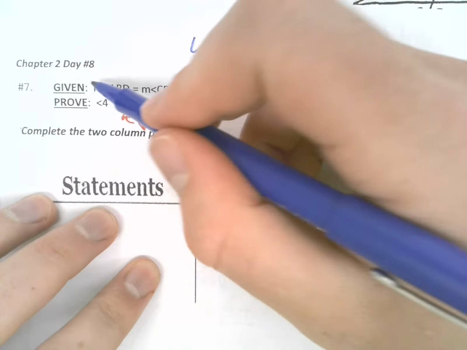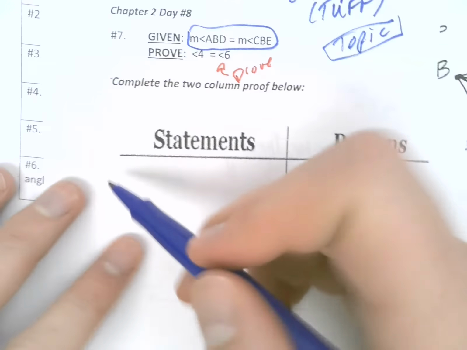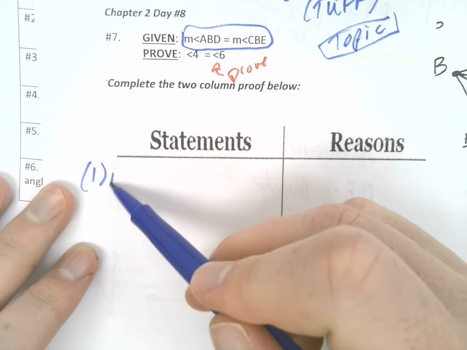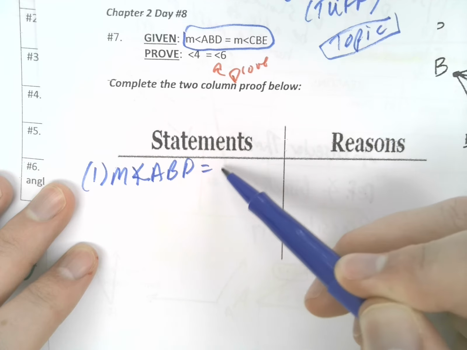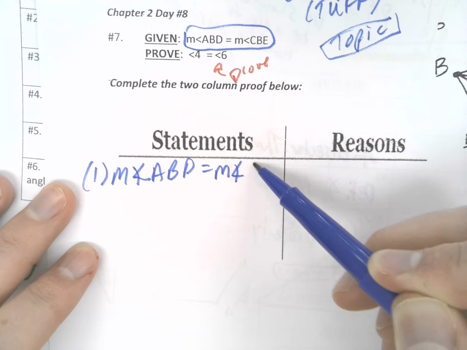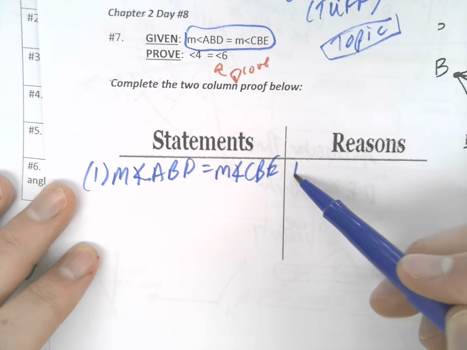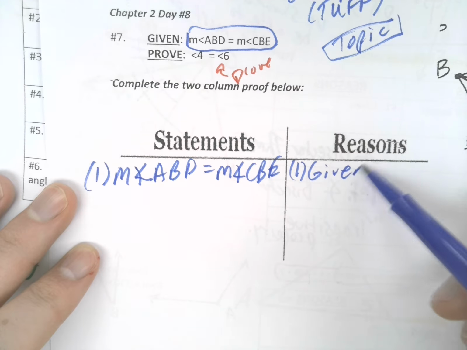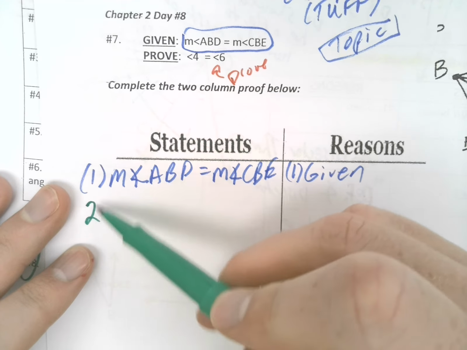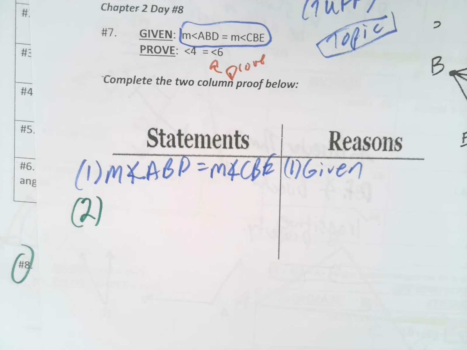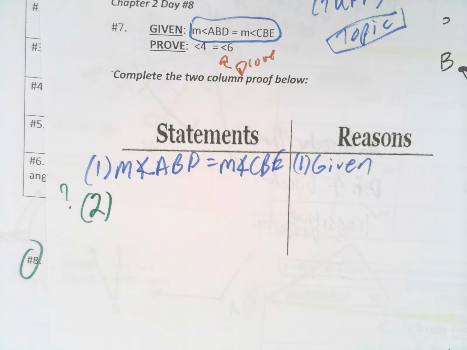And so let's give it a shot here, guys. So step 1, we're told the measure of angle ABD is equal to the measure of angle CBE. And that's straight up given to us. Well, here comes the tough part. What do we do for step 2? Well, that's where you really need to understand what kind of problem you have.